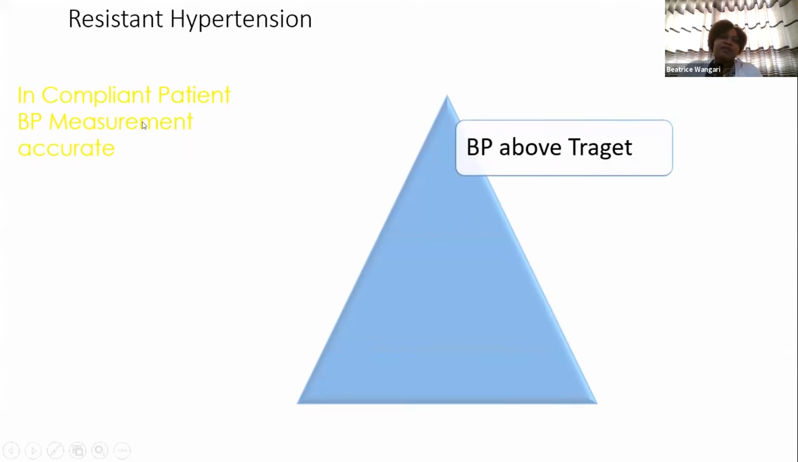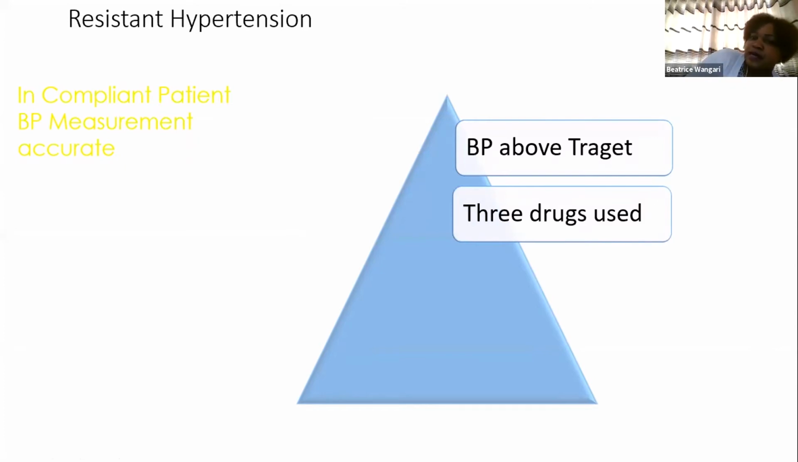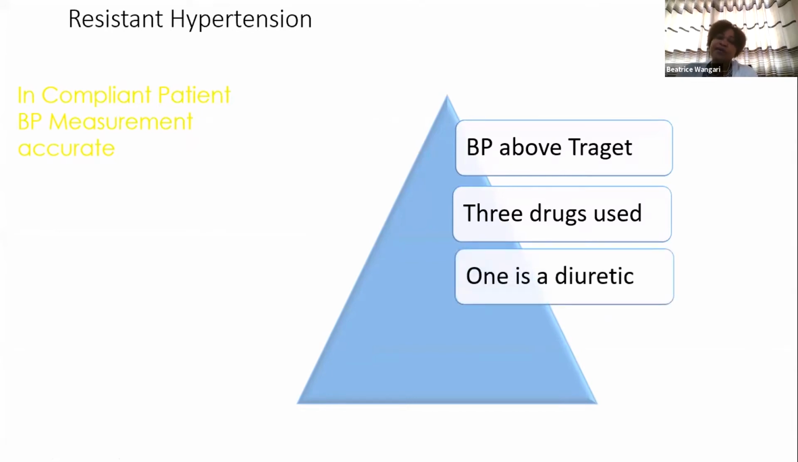This is really just what we have said in a more pictorial form, where we're saying that for you to make a diagnosis of resistant hypertension, the patient needs to be compliant with their medication, and you need to measure the blood pressures accurately. So if you have accomplished this and the blood pressures are still above target, the patient is on 3 medications, where 1 is a diuretic, and these medications are being given at optimum dosage, then you can confidently make the diagnosis of resistant hypertension.